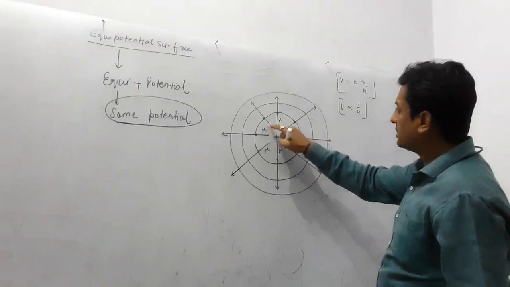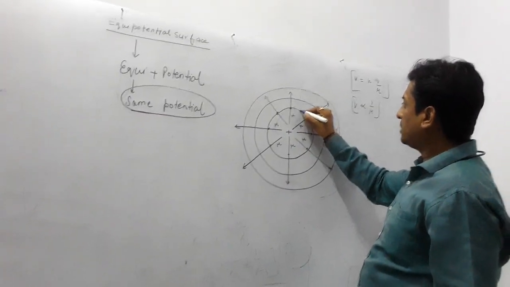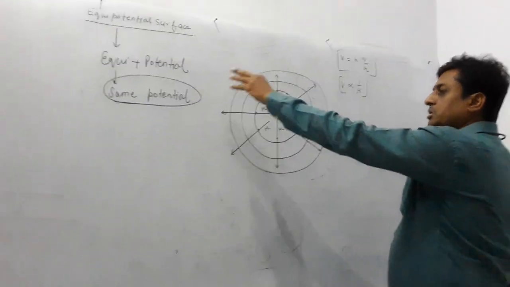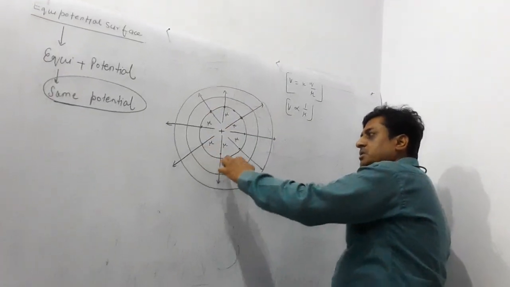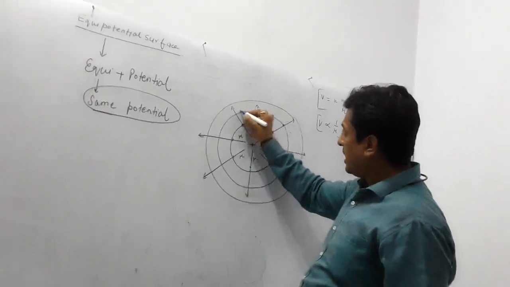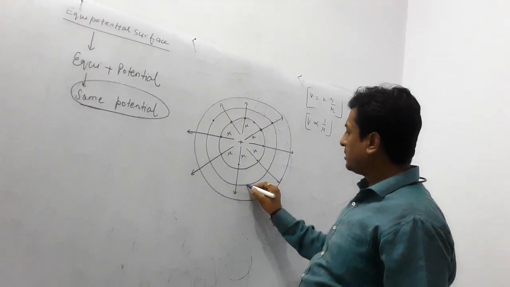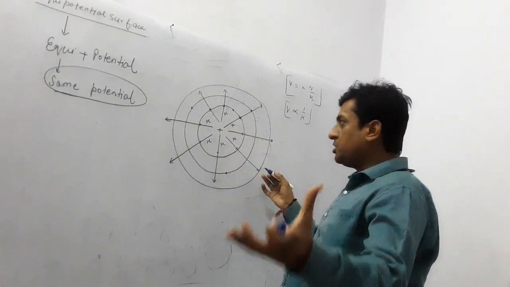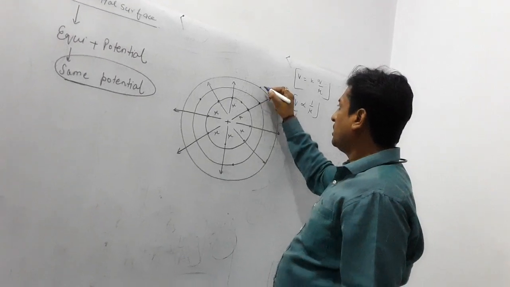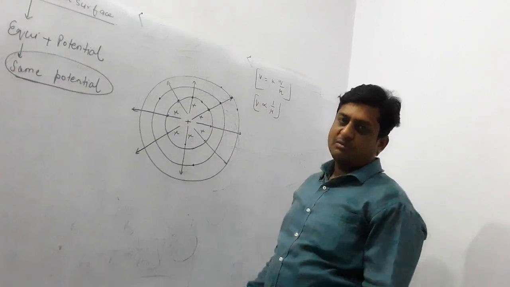Because R is the same from this particular charge, either the point is this or this or this, or any point over this particular surface, everywhere the potential will be the same. That is why this surface is called an equipotential surface. In the same way, here also on this particular surface, either this point or this point or whatever point you are taking, everywhere the potential is the same. And here also, you take this point or this point, because all the points are at the same distance from this particular charge. That's why the potential will be the same.